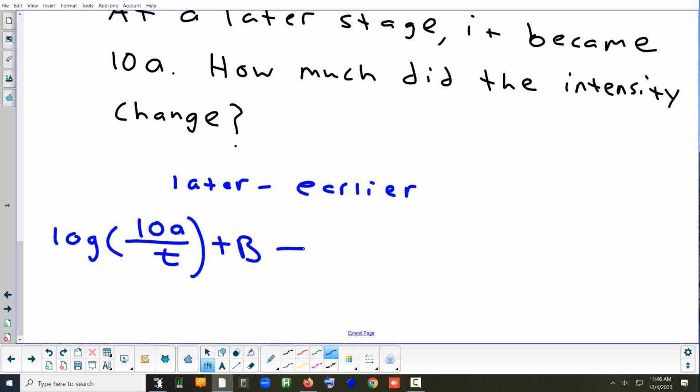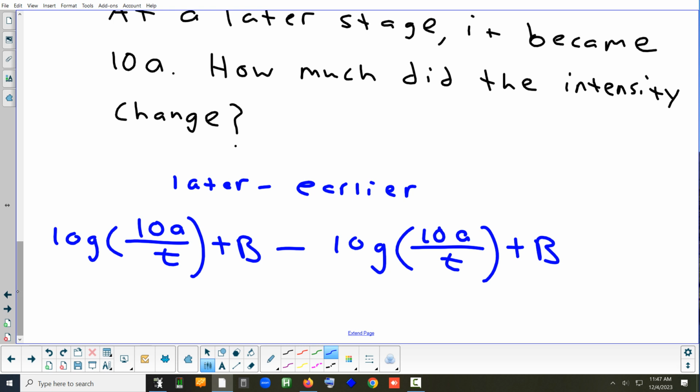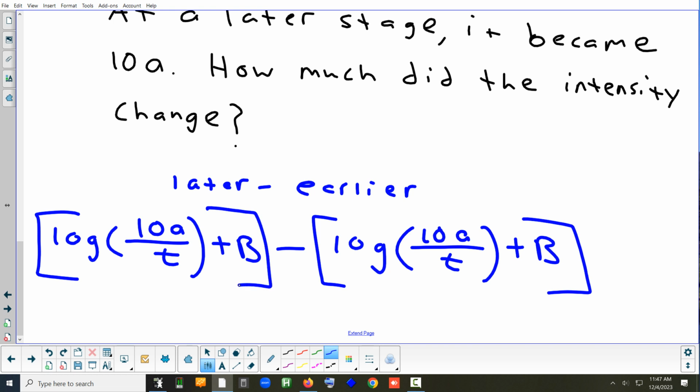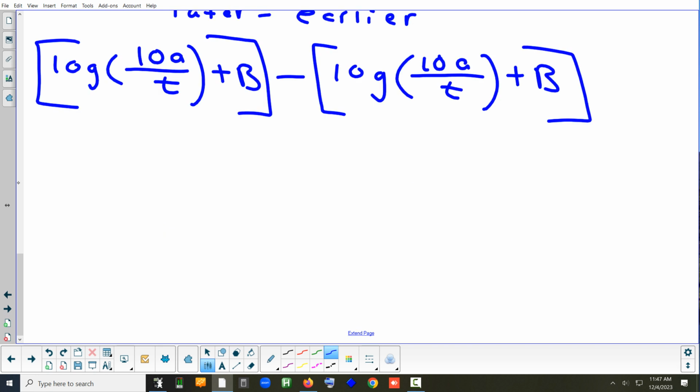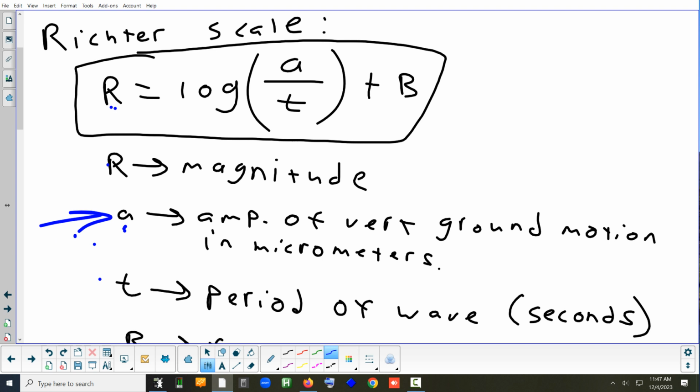Just A. Okay, so everything else stays the same, except the ground motion is going to be A instead of 10A. Okay, let's see if we can start to simplify that. And to be clear, what's in the first brackets is later, and what's in the second brackets is earlier. And the difference between the two is going to tell me the change in the Richter scale.